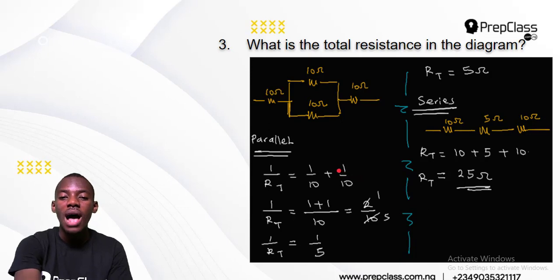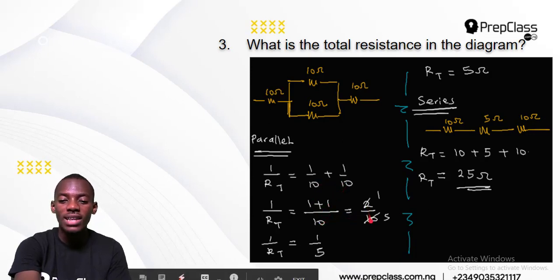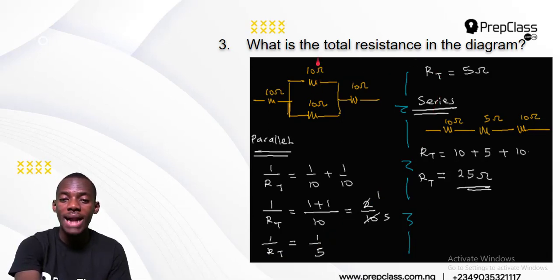So I have to find the total parallel for the two of them. That will become 1 over R total equals 1 over 10 plus 1 over 10, and that will give me 1 over R total equals 1 plus 1 over 10, and that gives me 2 over 10, and if you cut it, you get 1 over 5. So 1 over R total equals 1 over 5, and that will give me R total is therefore 5. So my R total for the parallel only, that means for this 10 ohms and 10 ohms in parallel, is 5 ohms.